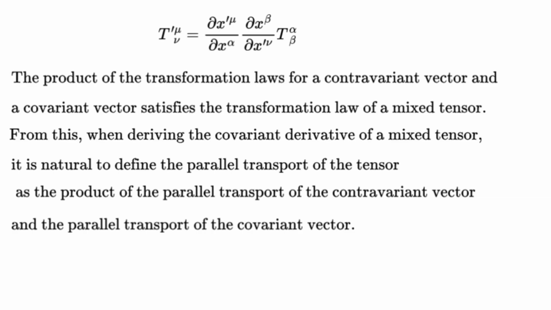The product of the transformation laws for a contravariant vector and a covariant vector satisfies the transformation law of a mixed tensor. From this, when deriving the covariant derivative of a mixed tensor, it is natural to define the parallel transport of the tensor as the product of the parallel transport of the contravariant vector and the parallel transport of the covariant vector.